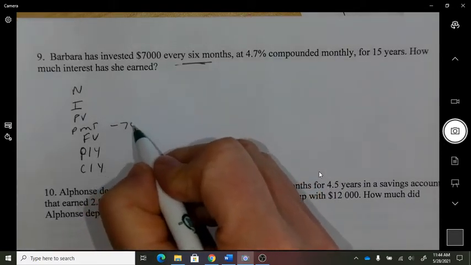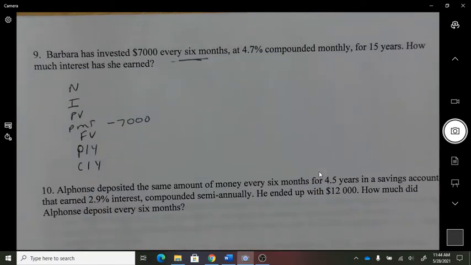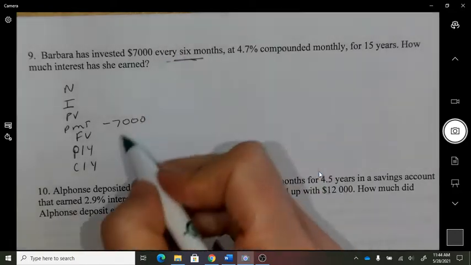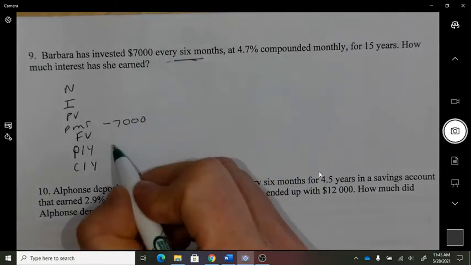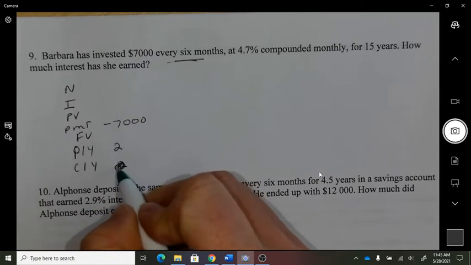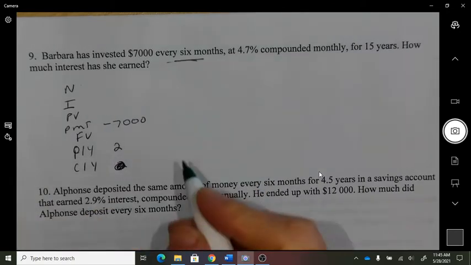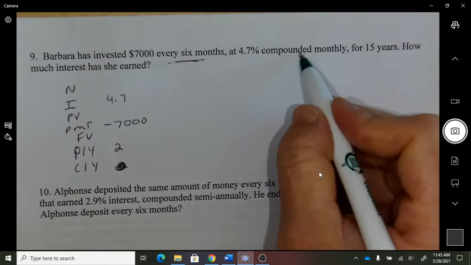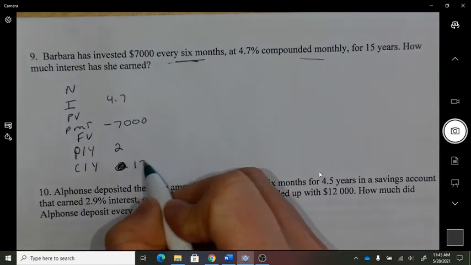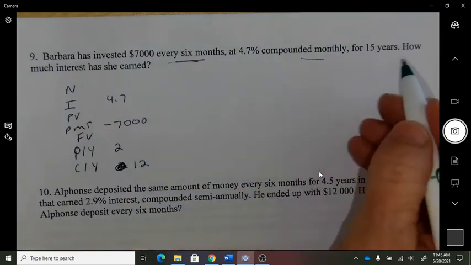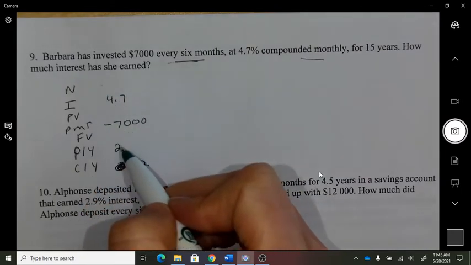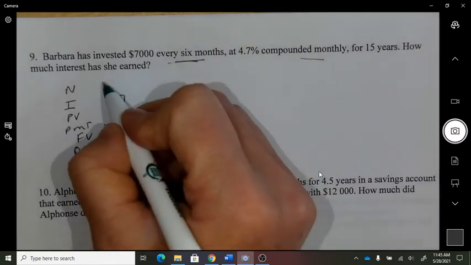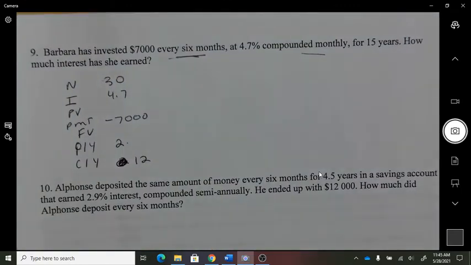So the payments actually need a negative. And compounds per year, if you're doing it every 6 months, that's twice a year. That's payments per year. 2 payments per year. 4.7 compounded monthly, so that's 12 for 15 years. Now this is not 15. If you do 15 years making 2 payments every year, you end up doing 30 payments.